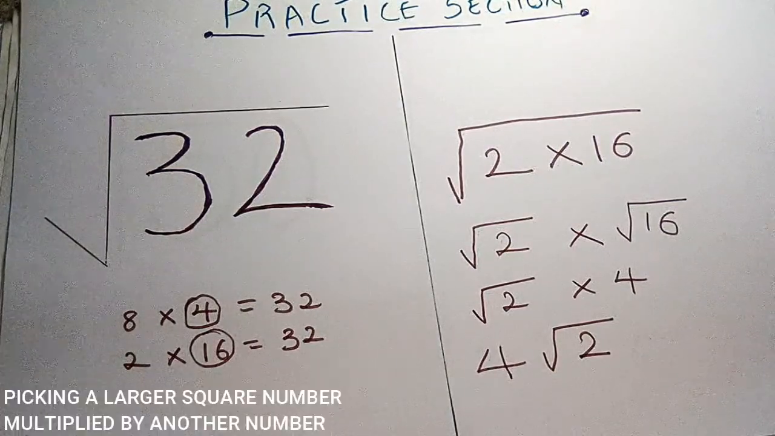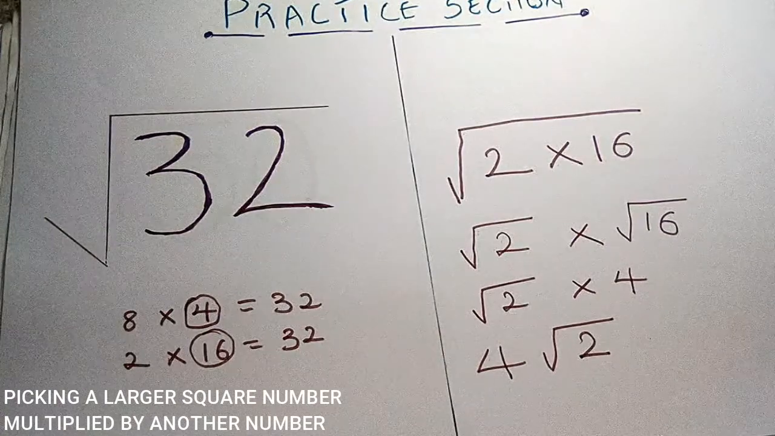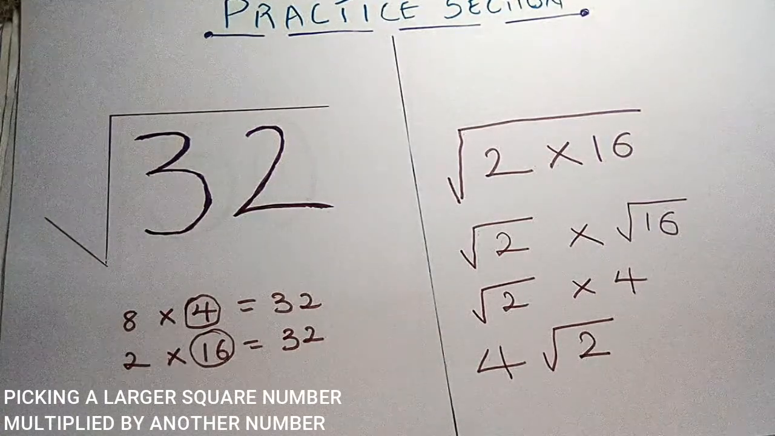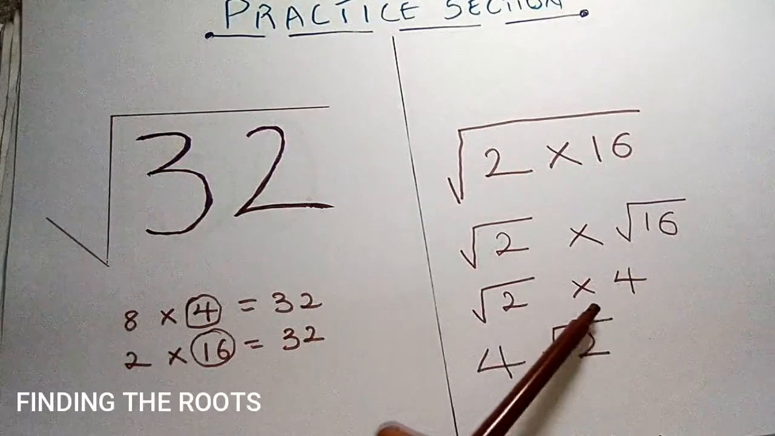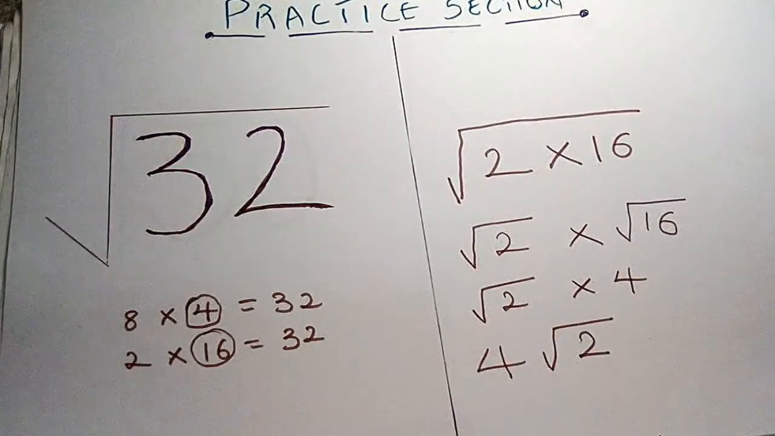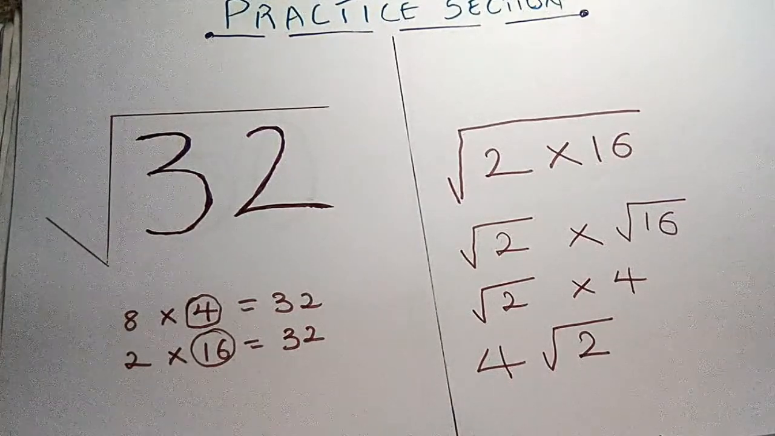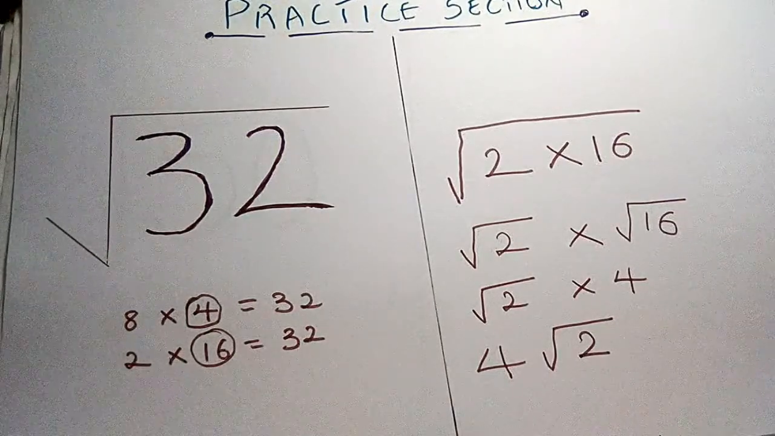We followed the steps of picking a larger square number multiplied by another number, putting it in this form, separating it, getting the square root, and then multiplying it with the surd form to give you the simplest surd form. So let's try another example.